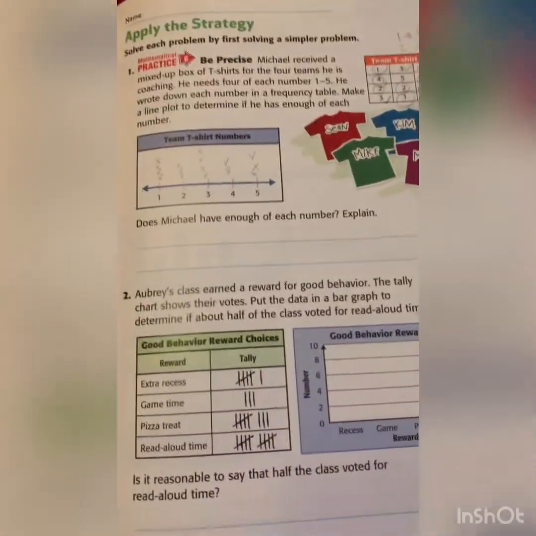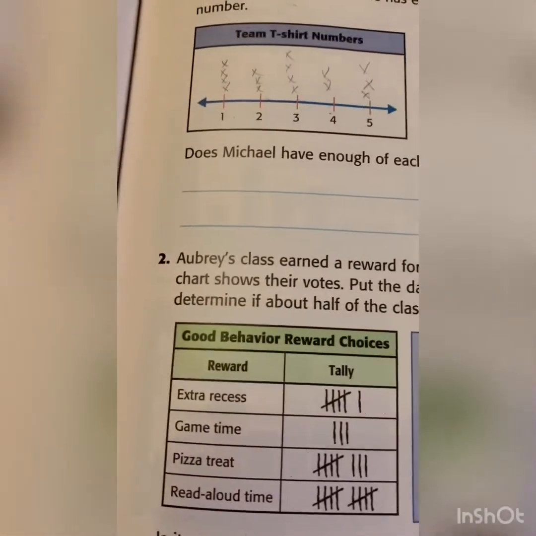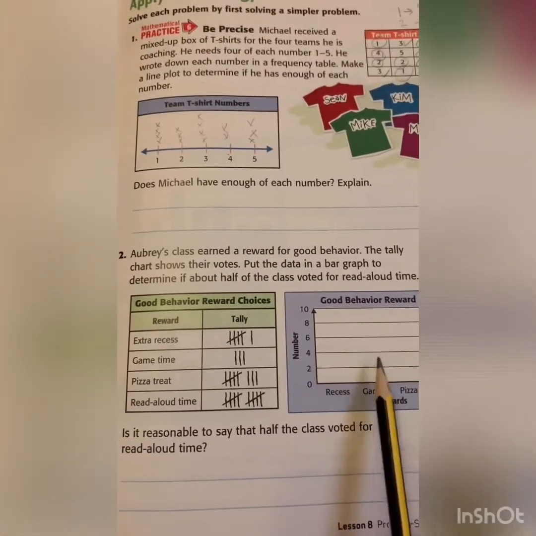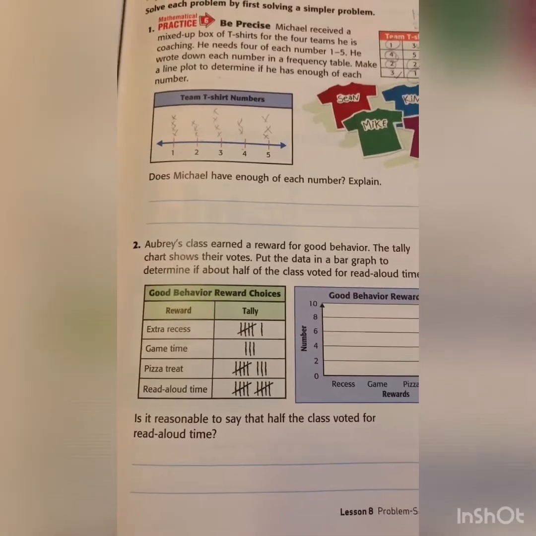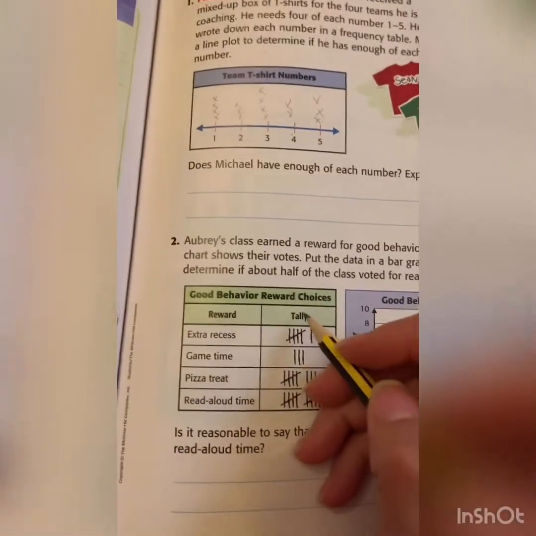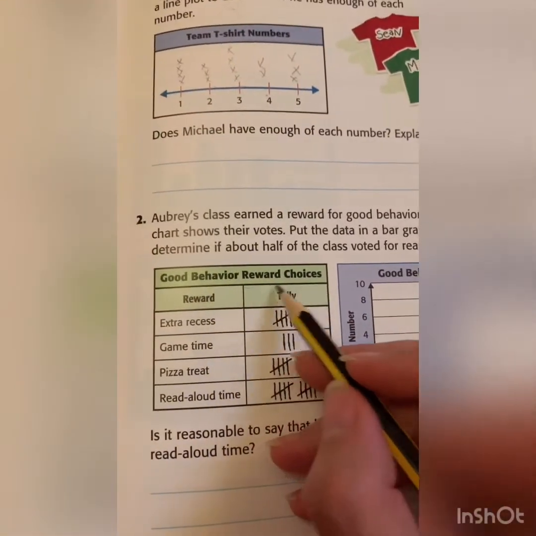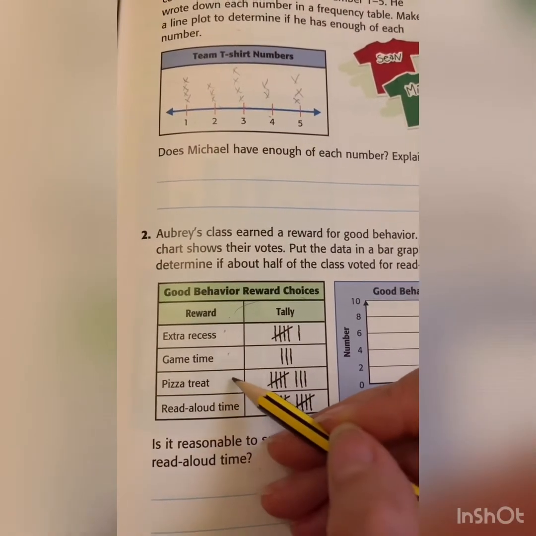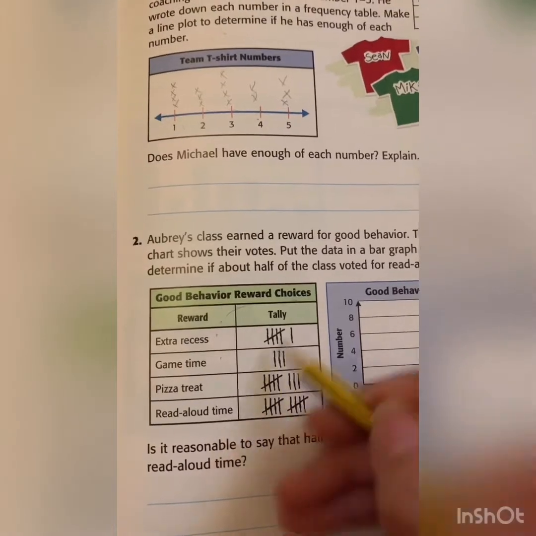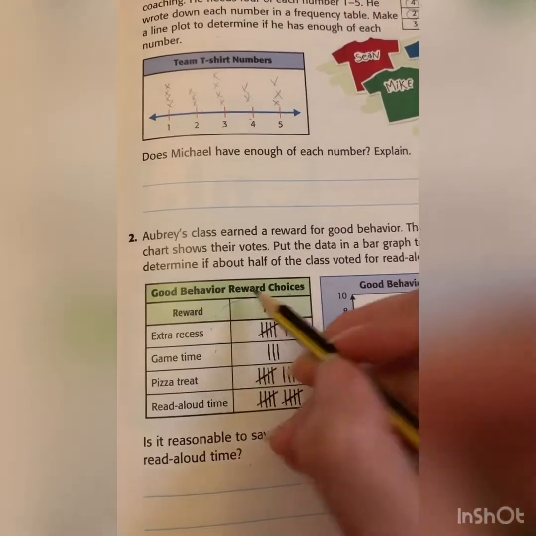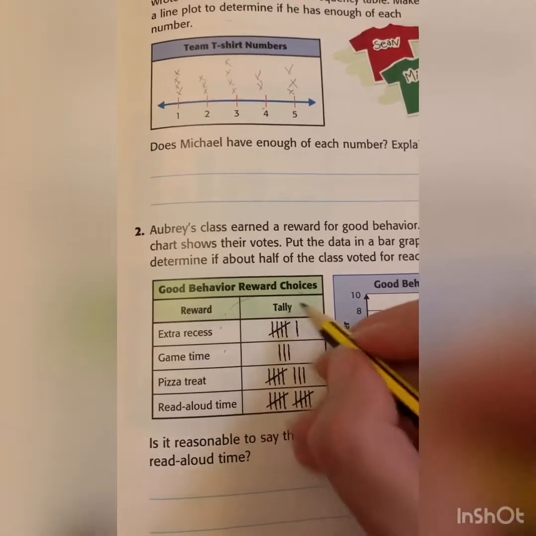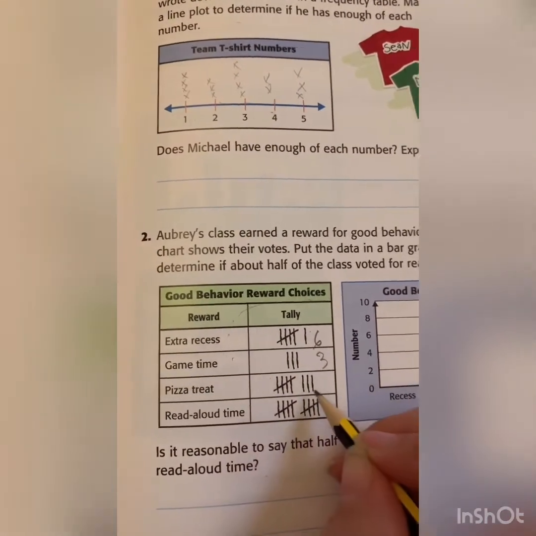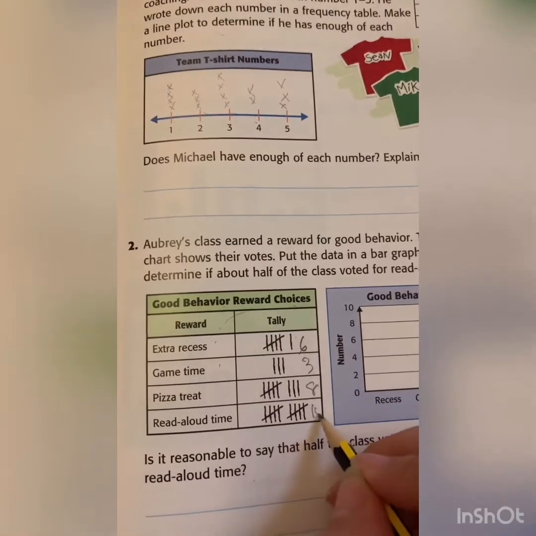So let's move to question number 2 on page 737. You have this tally chart you want to interpret into a bar graph. For the good behavior reward choices, we have the reward: extra recess, game time, pizza, treat, and read aloud time. Each received a certain number. They wrote it by tally. Let's interpret into numbers. So this is 6, 3, 5 and 3, 8 and 10.